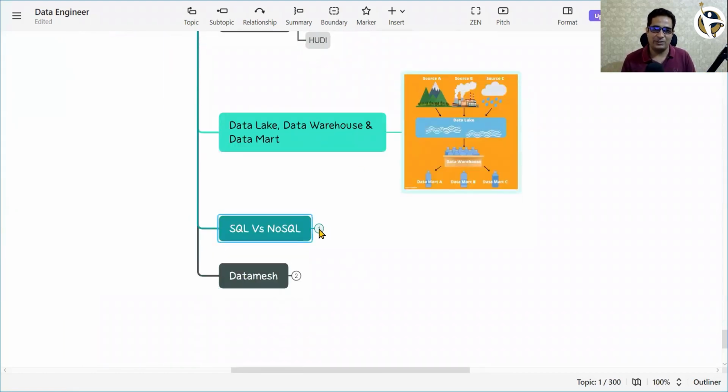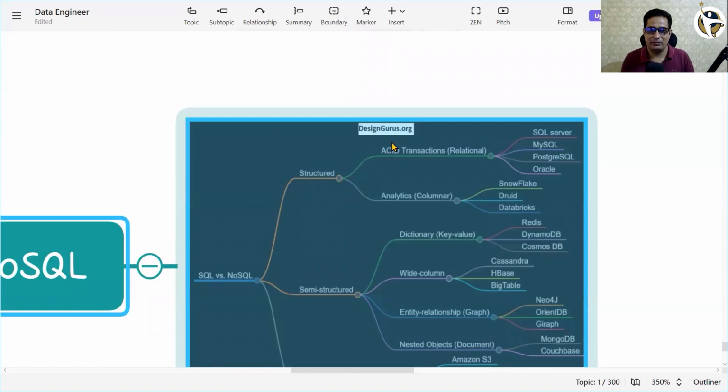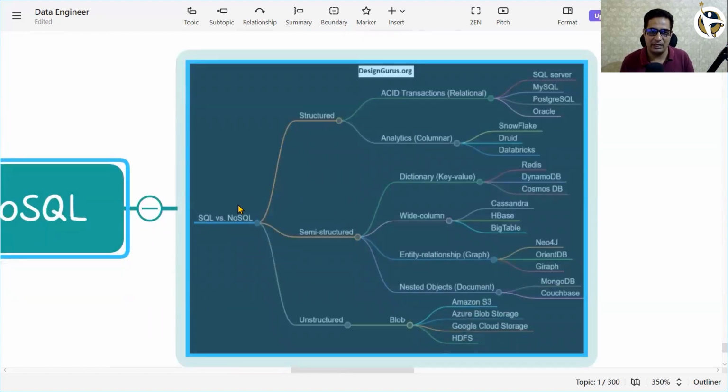Then coming to the SQL, NoSQL big fight. All the time we see SQL and NoSQL databases, but I found a very good diagram here, which is from designguru.org. When we talk about SQL, in most cases it is structured data, RDBMS. You need to know ACID databases, and these are the databases we already talked about as part of RDBMS products. Then for analytics, we have columnar databases, where Snowflake, Druid, and Databricks are some of the structured databases available, and you can perform analytics in a column-oriented fashion. That is where the Parquet file format comes into the picture.